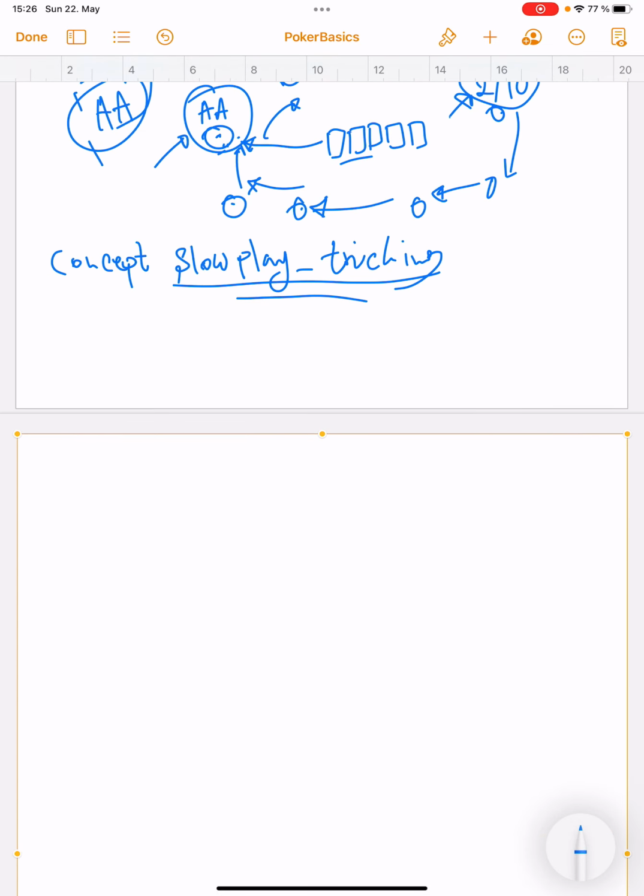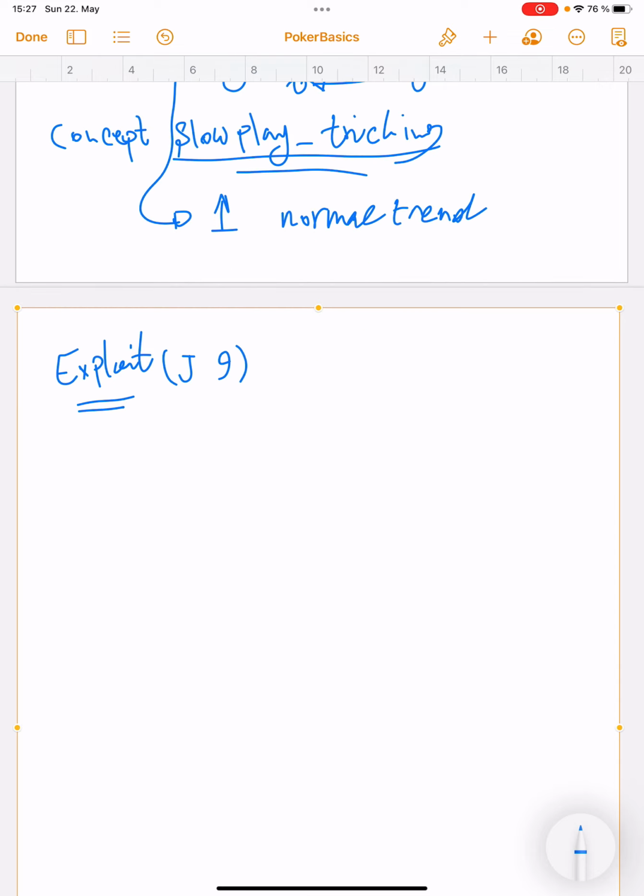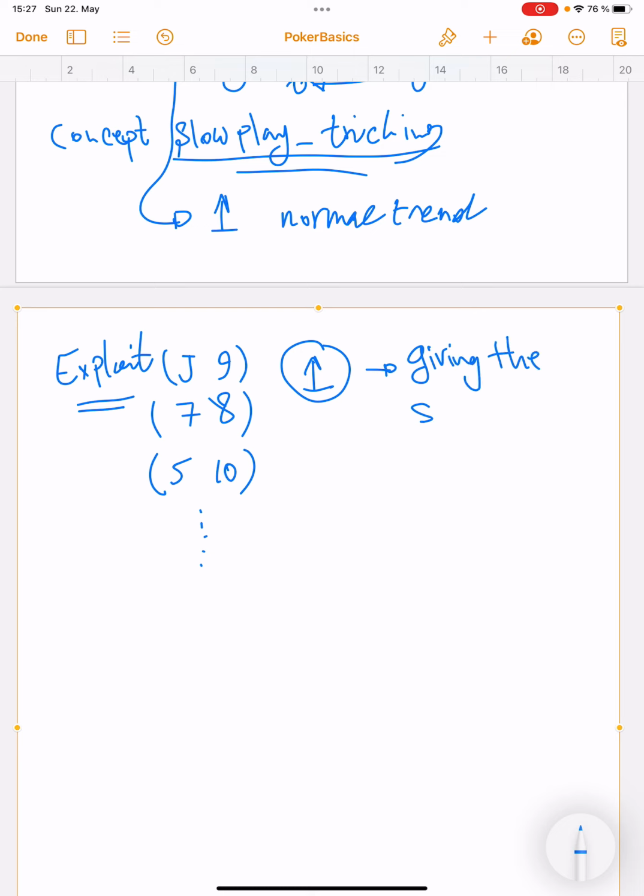There is another situation that you can exploit. As I said, the general trend should be when you have aces, you need to raise. But that's the normal trend, right? You can exploit this fact and have Jack and 9, for example, in your hand. Or you can have 7, 8, or 5, 10, or any cards. And then you raise. So when you raise, you are giving the signal that I have a strong hand.